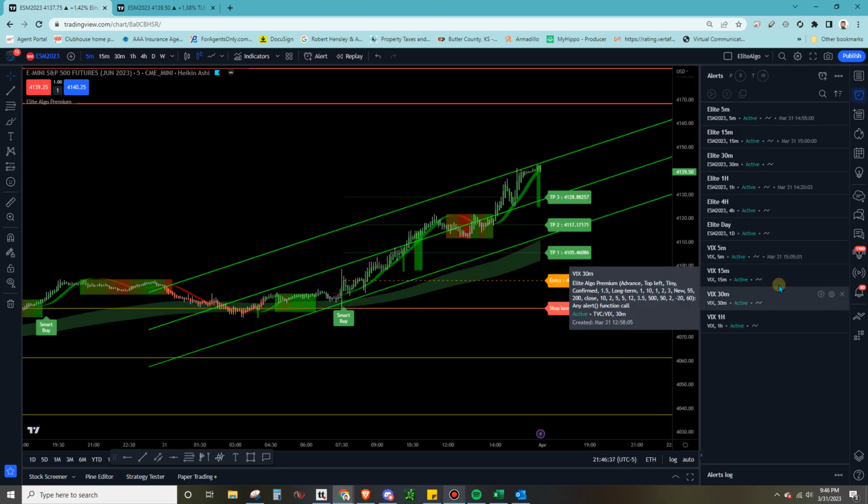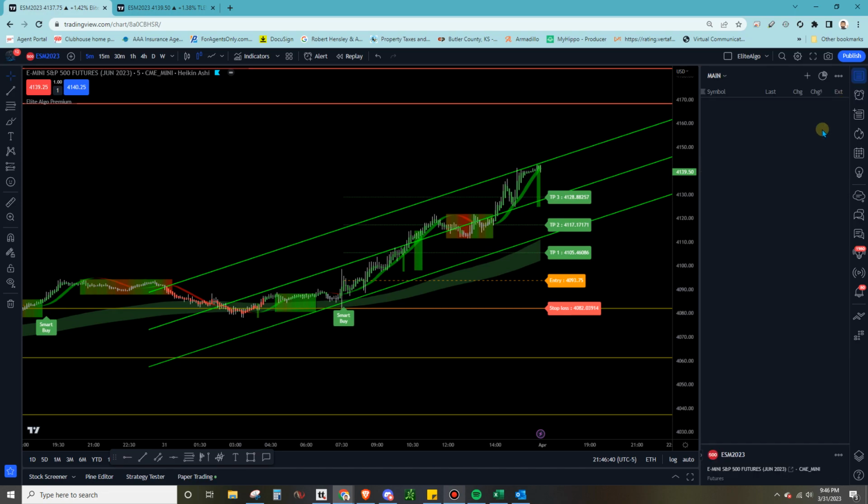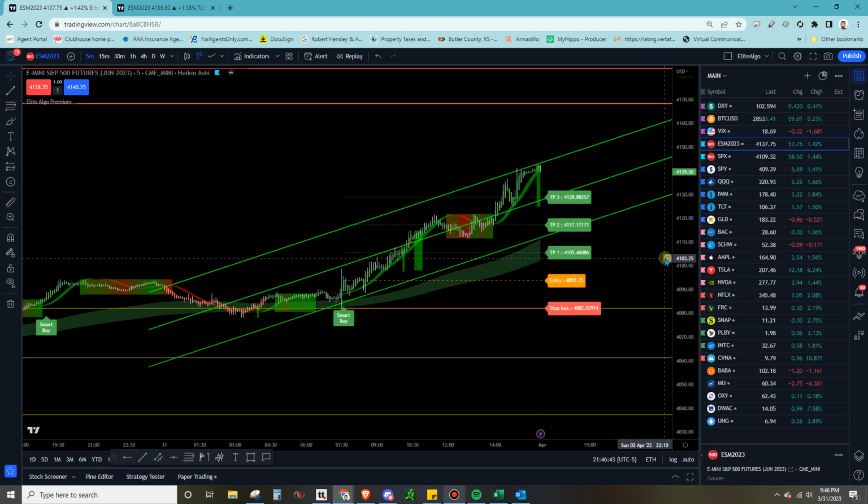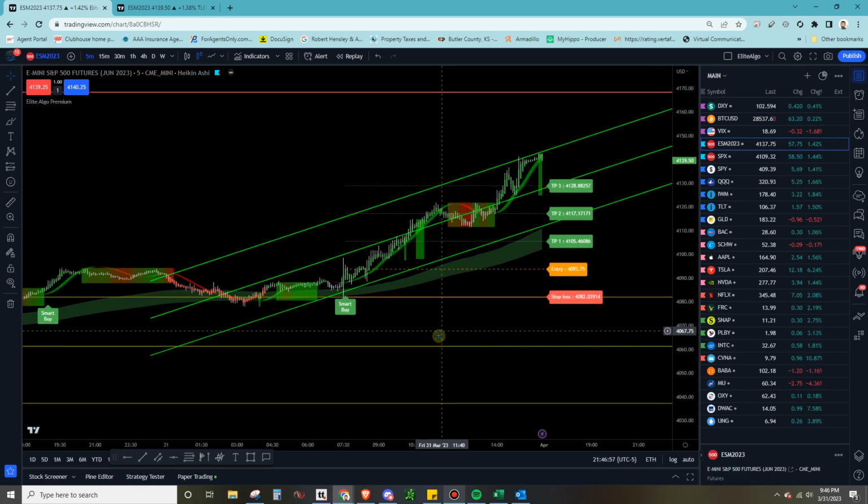Okay. And so I can follow both of these here and just get the alerts on my phone. I can go into my Tasty Trade and place the futures order, or whatever it ends up being. And just look how clean this setup was today.